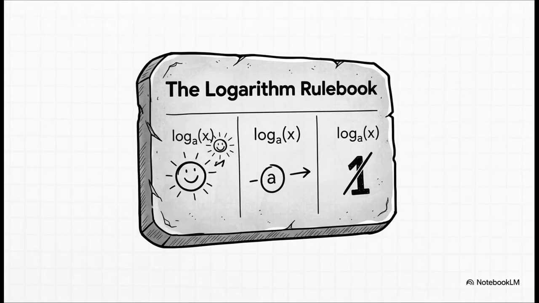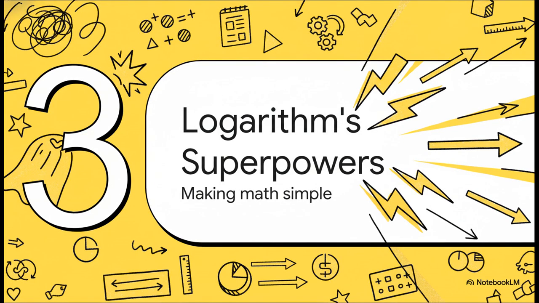And so all of our poking and prodding has given us our official rulebook, just 3 simple unbreakable rules. For any logarithm, log base a of x, the number you're taking the log of, x, has to be positive. The base number a also has to be positive. And finally, that base a can't be 1. These 3 laws make sure that our language of logs is solid and consistent every single time. Okay, now that we know the rules of the game, we can get to the really fun part, the superpowers.